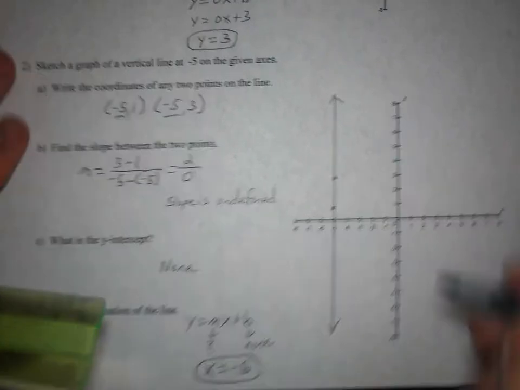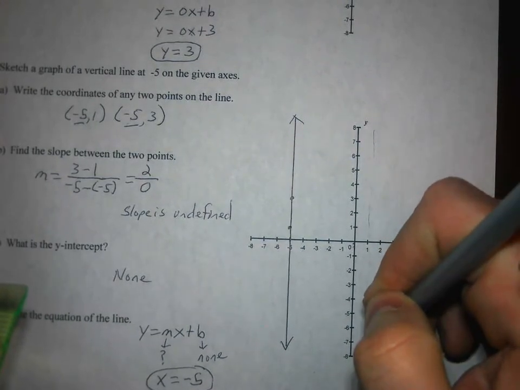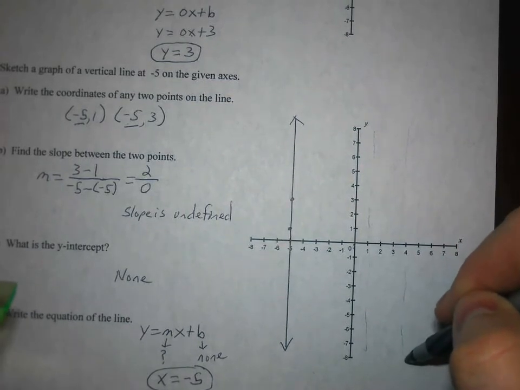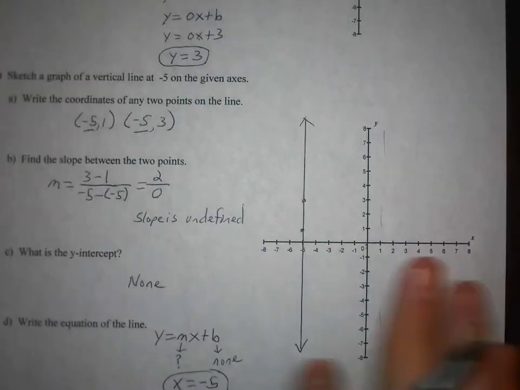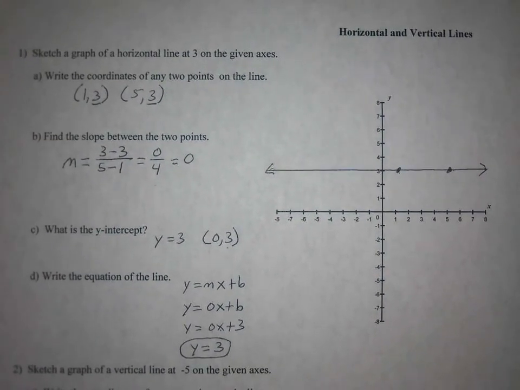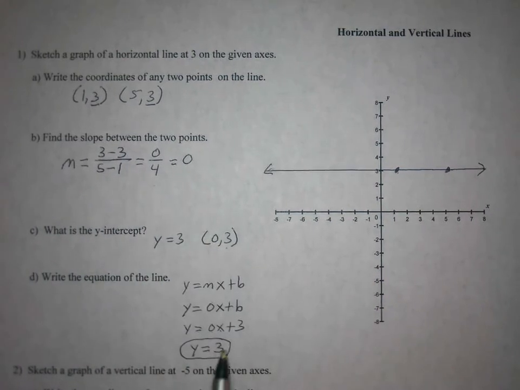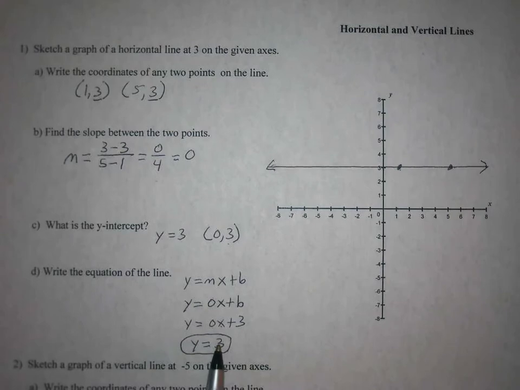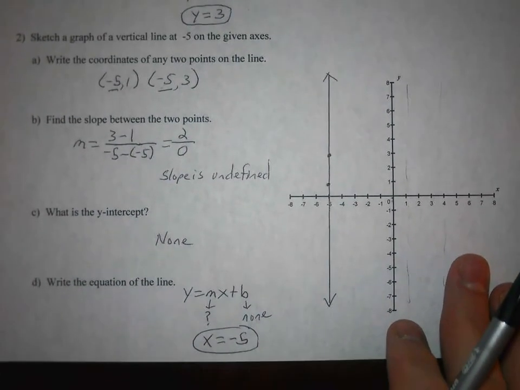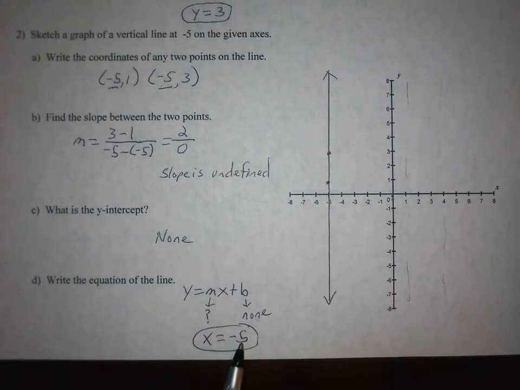If we were to draw a vertical line through 1, that would be x equals 1. A vertical line at 4 would be x equals 4, and so on. So the idea here, the slope of a horizontal line is 0, and the equation is always y equals a number. For a vertical line, the slope is always undefined, and the equation is x equals a number.